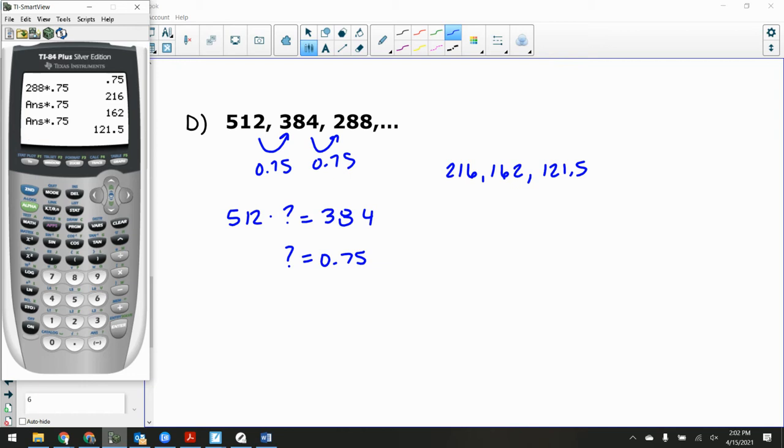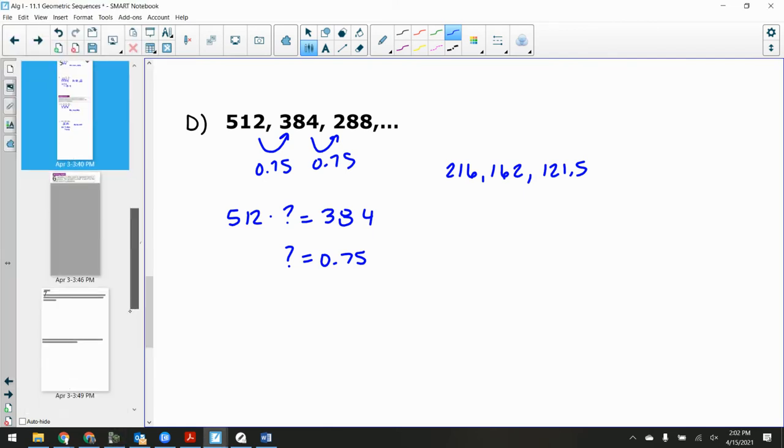Questions about that? Now, what if I had said to you, okay, find the 100th term? Would it make sense to actually keep multiplying? I mean, that's not logical. There's got to be a better way around it. There's got to be some sort of equation.